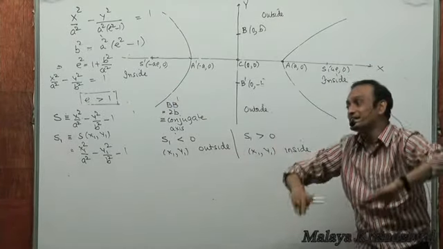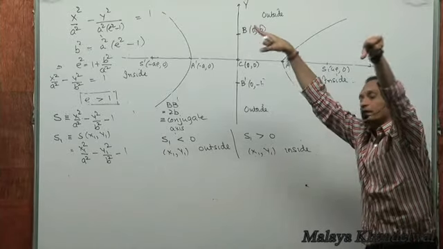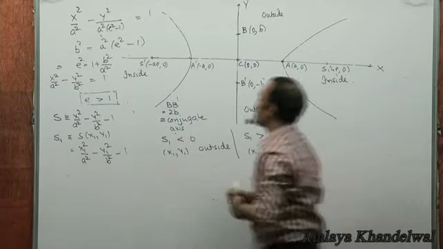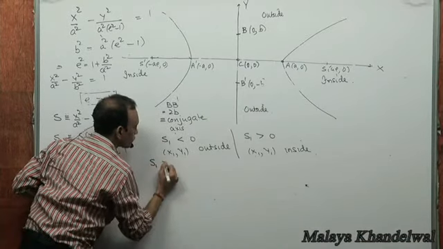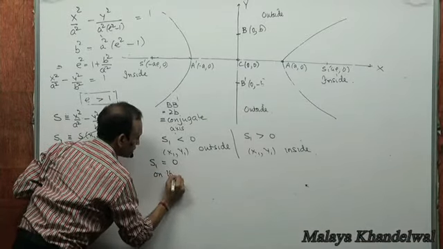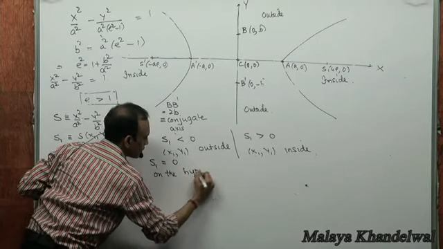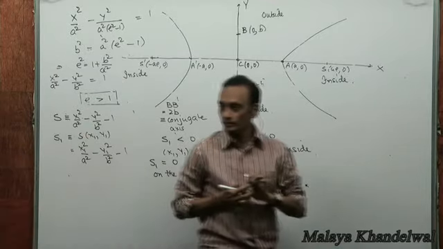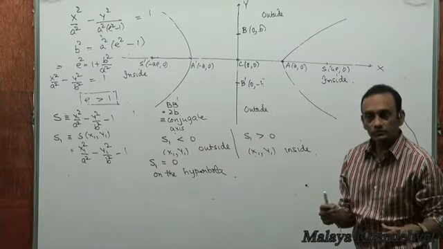If S1 is less than 0, then x1, y1 is outside. And if S1 is equal to 0, it's on the hyperbola, right? If S1 is equal to 0, it's on the hyperbola. You know what I'm saying?